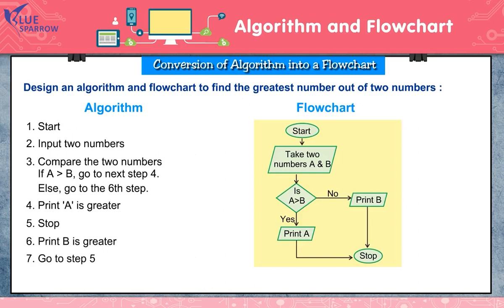Flowchart. Start. Take two numbers A and B. Is A greater than B? Yes. Print A. Stop. No. Print B. Stop.